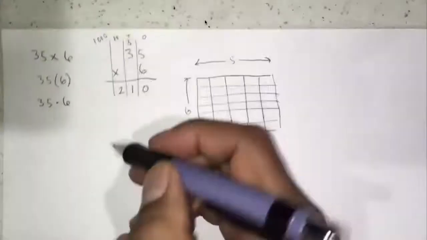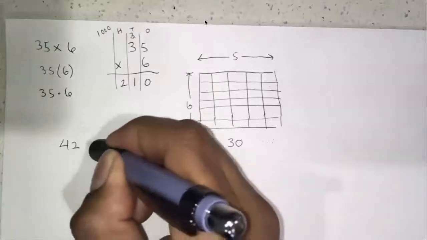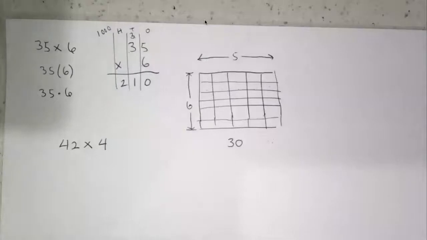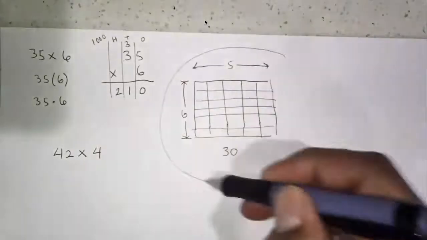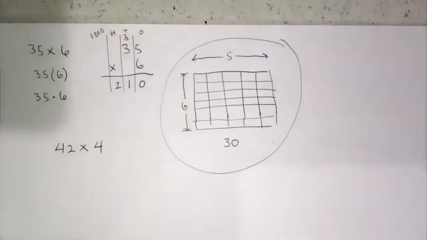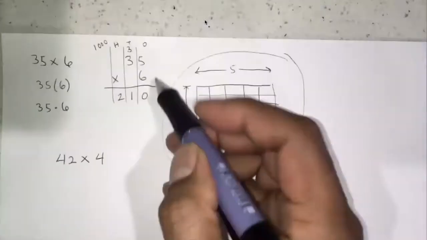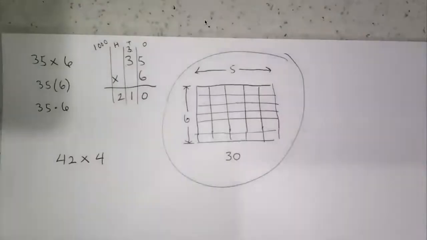What about if I give you 42 times 4? Can you set that one up? And remember that this was just a quick review of the way you were learning multiplication by the array method, especially small numbers. When it comes to large numbers, you just have to be careful with the regroupings.